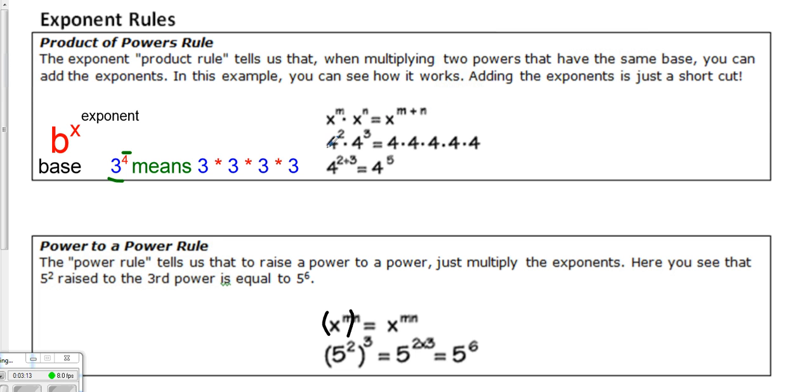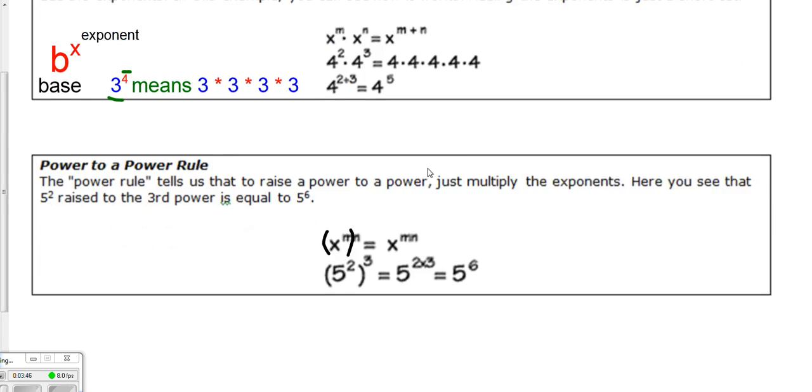So for example, 4 to the second power is these two right here, 4 times 4. And 4 to the third power is these three right here. 4 times 4, so 4 squared. 4 times 4 times 4. 4 cubed, or 4 to the third power. Well, how many 4's are there? 1, 2, 3, 4, 5. So we would just say it's the same as 4 to the fifth power, which is the same as looking at it as 4 to the power of 2 plus 3. So that's kind of a nice quick shortcut for us.